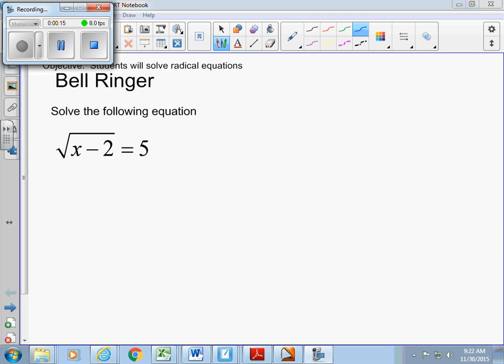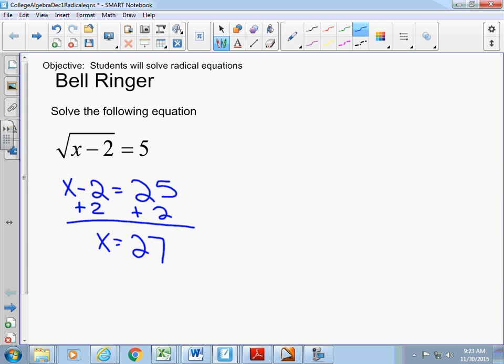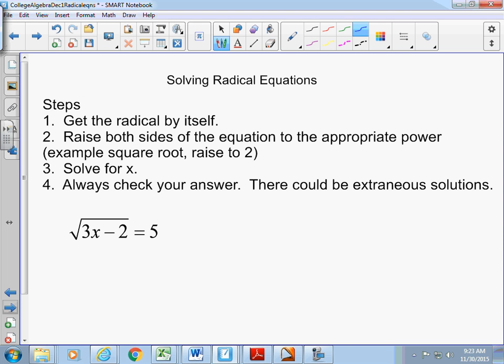How do you solve it? Square both sides. So you get x minus 2 equals 25. And then what? Add 2. So x is 27. Check the answer. 27 minus 2 is 25. Square root of 25. We did a good job. You will need to check your answers on radical equations. So this is some steps for solving radical equations.